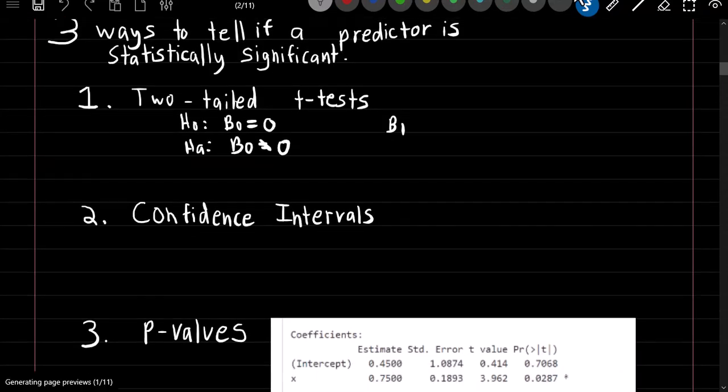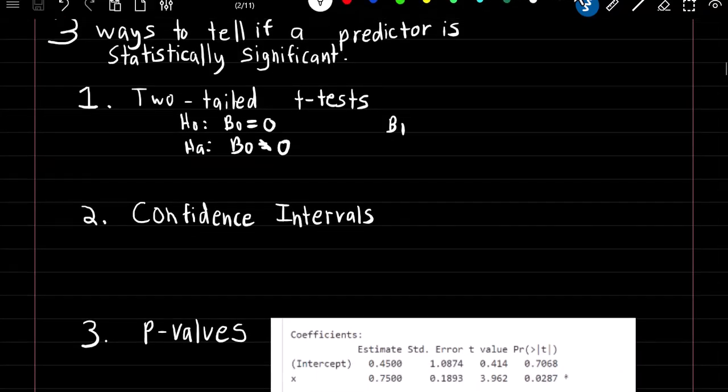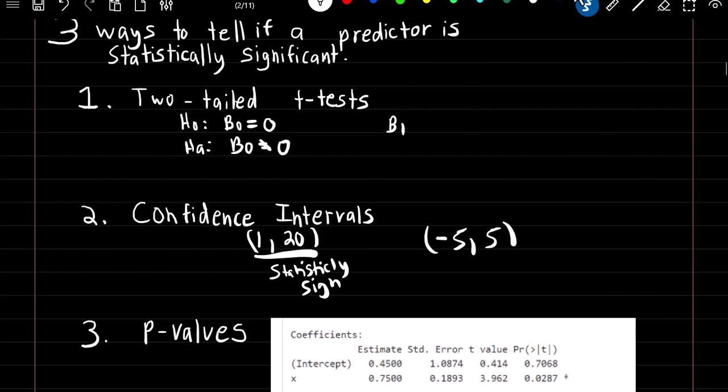We also learned that we can use confidence intervals to see if our coefficient estimates are statistically significant. If our confidence interval contains the value of 0, then it's not significant. Here it does not, so we can say it's statistically significant. If instead our interval was -5 to 5, since it contains the value 0, we can say it's not statistically significant. So this would be evidence to drop that predictor.